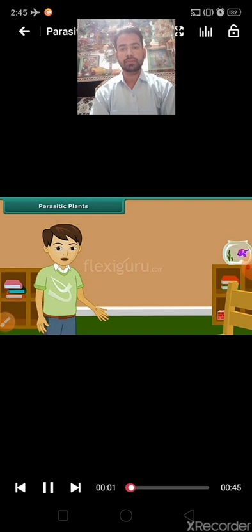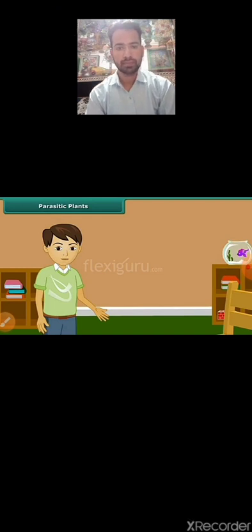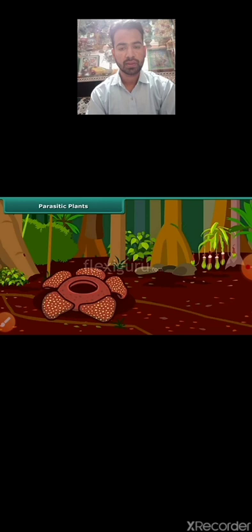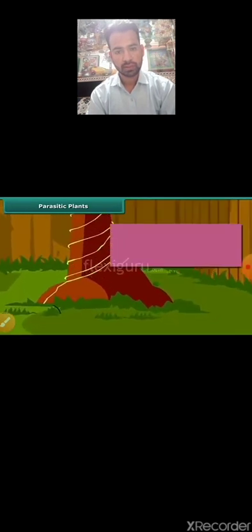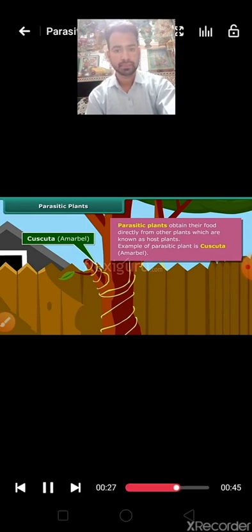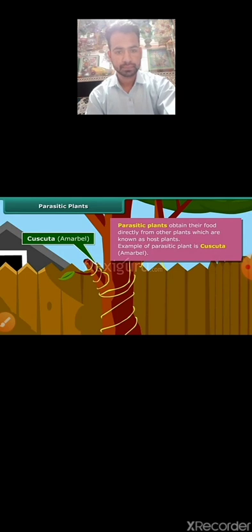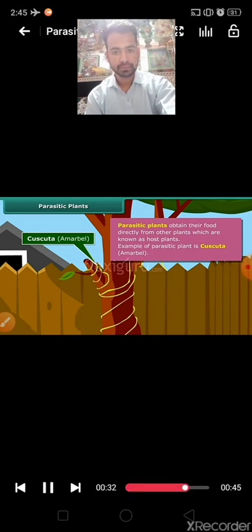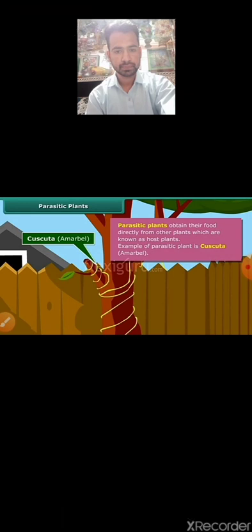Let's start with parasitic plants. The plants which obtain their food directly from other plants are known as parasitic plants, and those plants from which they obtain food are known as host. You might have seen cuscuta, amarbale, nearby you, which is an example of a parasitic plant. It coils around the stem and branches as a yellow tubular structure. You'll be surprised to know that it does not contain chlorophyll, so it takes ready-made food from the plant on which it is climbing.